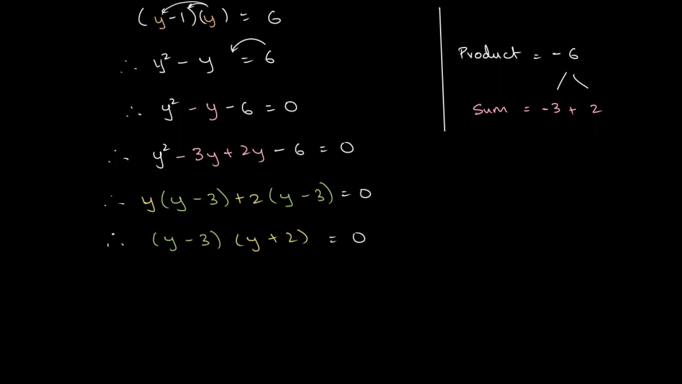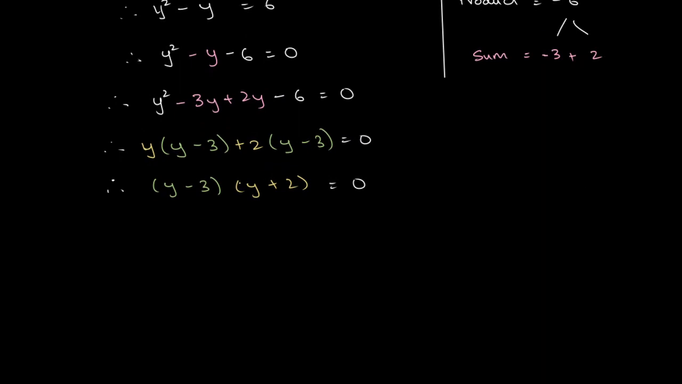Now finally, the zero product rule. Two numbers multiplied gives me 0, so either y minus 3 must be equal to 0, or y plus 2 should be equal to 0. On solving the first equation, I get the value of y should be equal to 3, or if I solve the second, I get the value of y should be equal to minus 2.